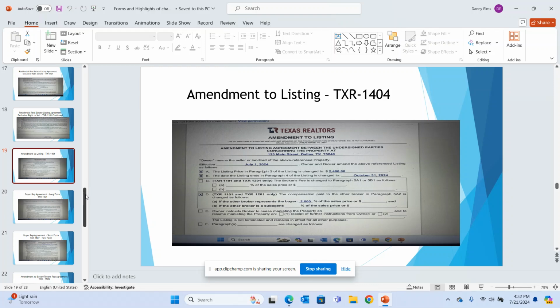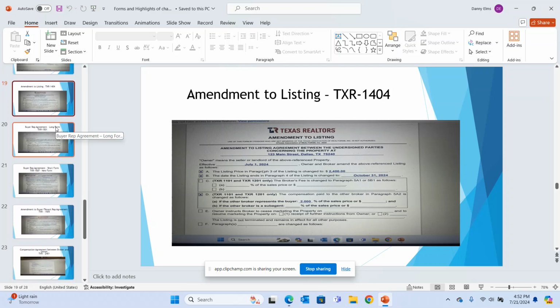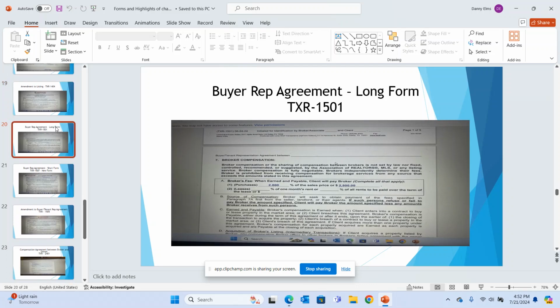All right, we're going to move quickly from the listing side to the buying side. And you've had a buyer before and you filled out the buyer's rep agreement, which is 5 pages. This basically is the old buyer's rep agreement called the long form, 1501. And this section here is what has been modified and changed, right? And remember, we're on the buying side at this point.